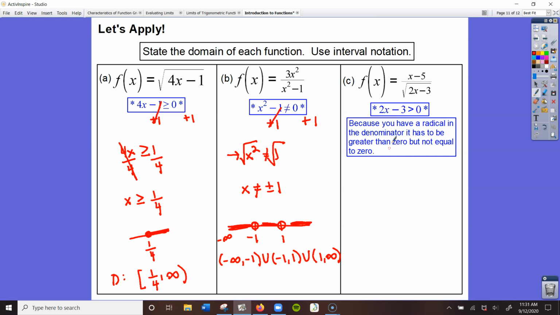So now that I have that inequality, we can go ahead and solve for x. So you can add the 3 to both sides, giving us 2x is greater than 3, and then divide the 2. So now we have x is greater than 3 over 2. We can put that 3 over 2 on our number line. It is not included. X is greater than, so it's everything to the right. So my domain is going to be parentheses 3 over 2 to infinity.